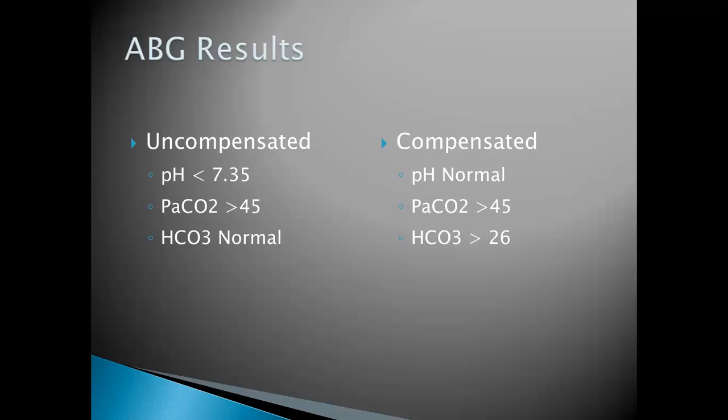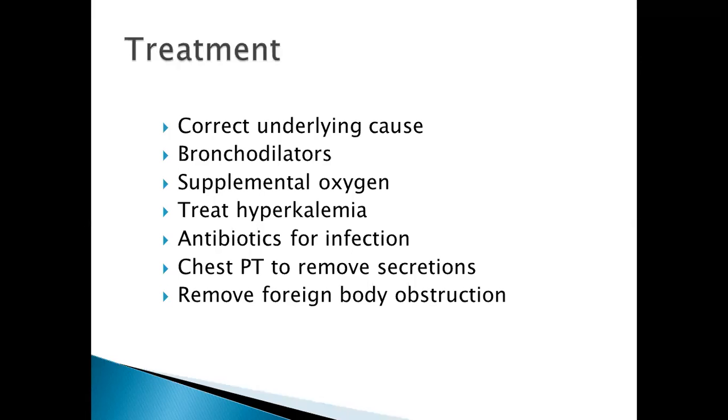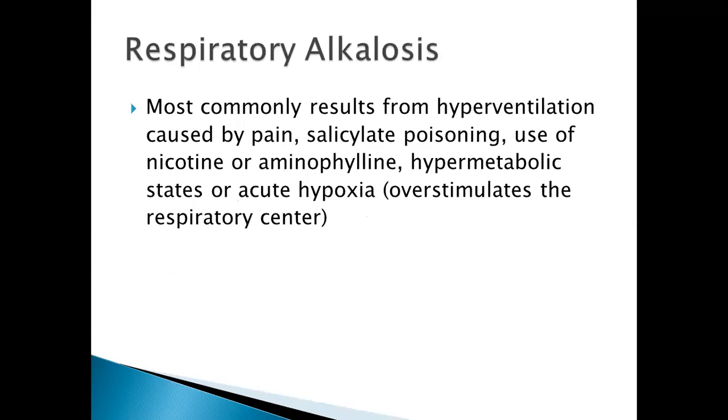ABG results expected: if it is uncompensated, pH will be less than 7.35, PaCO2 more than 45, and normal bicarbonate. In compensated, there will be an increase in bicarbonate as well with the pH normalizing. Treatment includes correcting the underlying cause, giving bronchodilators, supplemental oxygen, treating hyperkalemia, antibiotics if there is chest infection, chest physiotherapy to remove secretions, and removal of foreign body obstruction.